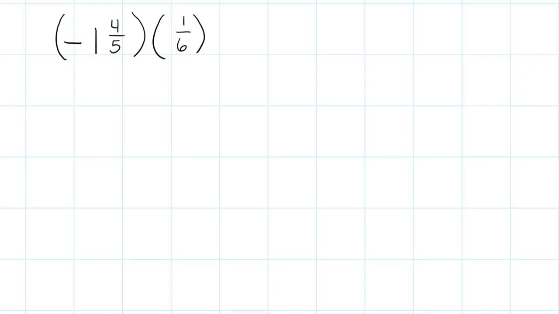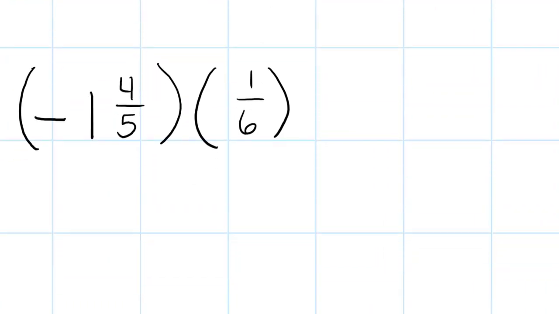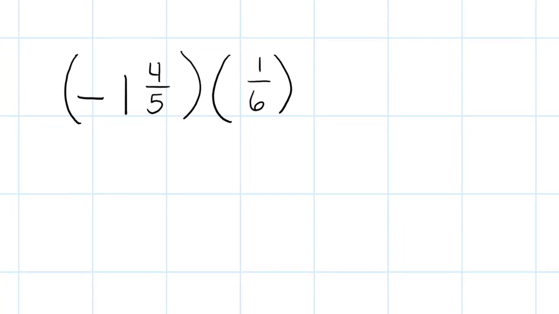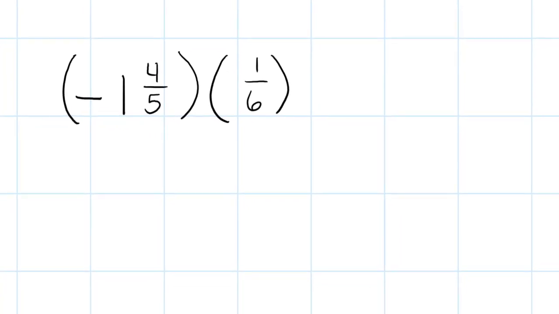Negative 1 4/5 times 1/6. And this works out really well for us because we have a mixed number that we're going to change to an improper fraction, and then we're multiplying it by another fraction. Do we remember what the rules are for multiplying signed numbers? Forget the fact that they're fractions and mixed numbers.